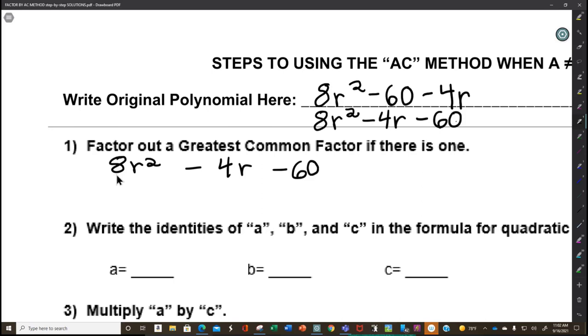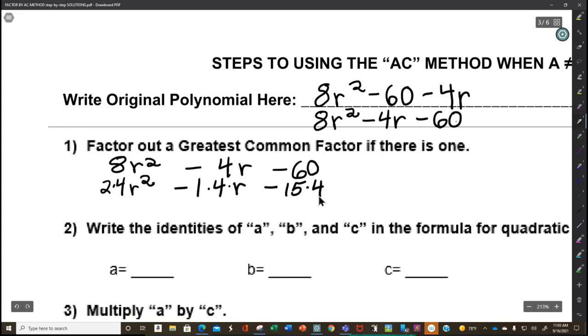So since I already know 4 is going to be the GCF, because 8 is 4 times 2, 4 is 4 times 1, 60 is 4 times 15. And you can get that from your calculator. All right, so I have to find a positive 4 in each of these terms. So here I go, I've got 2 times 4 times r squared minus 1 times 4 times r. That way my 4 is positive if I do it that way. Minus 15 times 4. Now I have 1 positive 4, 2 positive 4s, 3 positive 4s.